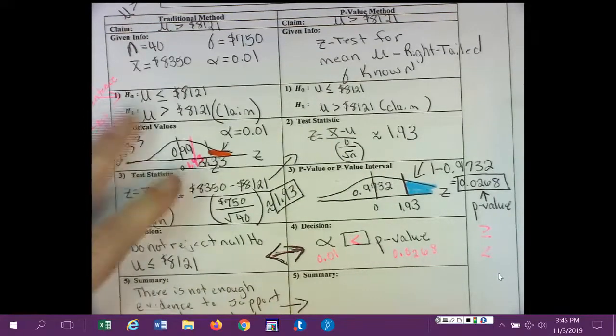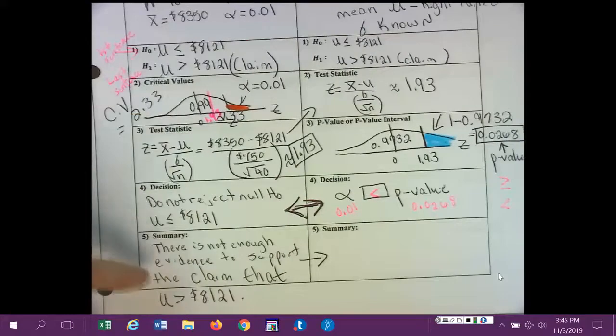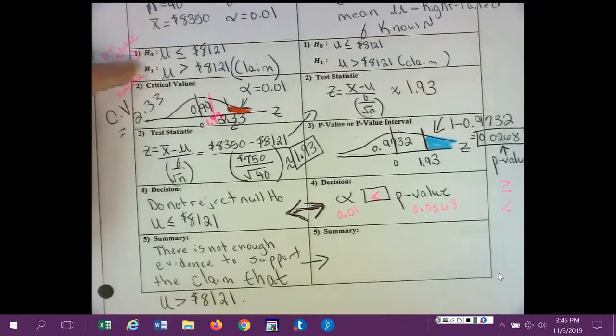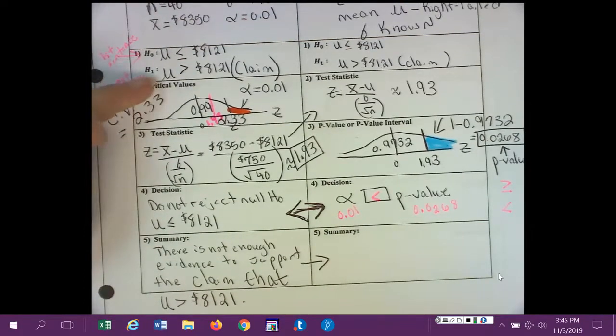And then you could go to your summary diagram, and the fact that our claim is the alternative, but we do not reject the null, then that means there's not enough evidence to support the claim that the average is greater than 8121. Do not reject the null statement. Therefore, we cannot support the claim statement. And that's the conclusion for this problem.